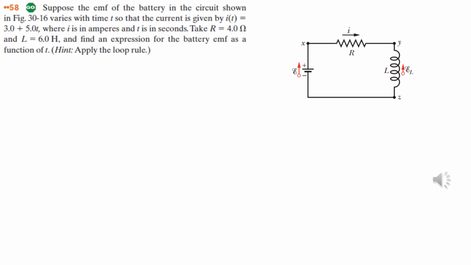Number 58. Suppose the EMF of the battery in the circuit shown varies with time t so that the current is given by I of t equals 3 plus 5t, where I is in ampere and t is in seconds. Take R equals 4 ohm and L equals 6 Henry and find an expression for the battery EMF as a function of time.